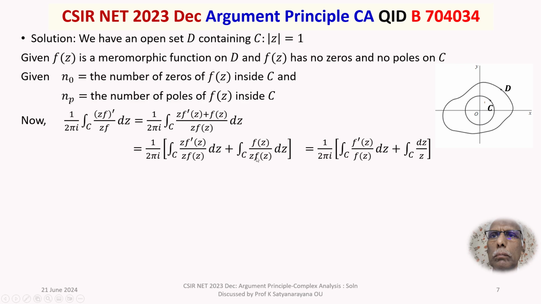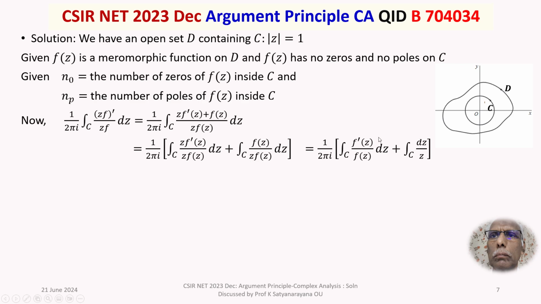Now here in the second integral, we have cancelled f(z) and we have written integral taken round C dz by z. Can we? Yes. Why? Because f(z) has no zeros on C. So f(z) is not 0 on C. See, the integration is round the contour C. So therefore you can cancel that one.